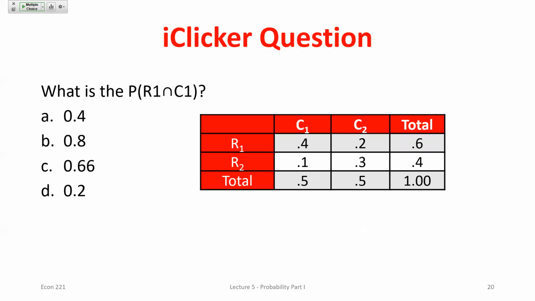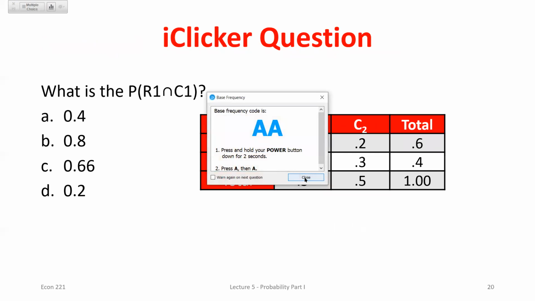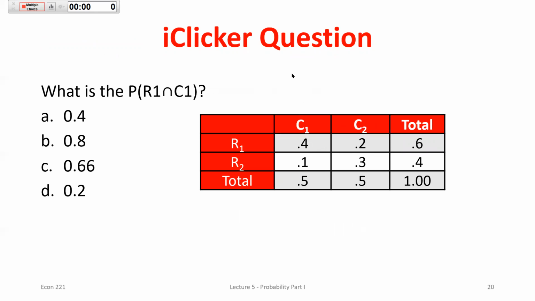So hopefully, paying a lick of attention to what I just said, this should be a very simple question and shouldn't take us more than 30 seconds. What if I want from this table the probability of R1 and C1? I want the probability of R1 and C1. I'll give you a little bit of time to get your clickers out and get ready, and in 30, 45 seconds we'll go over it. Gives me a chance to drink the water.